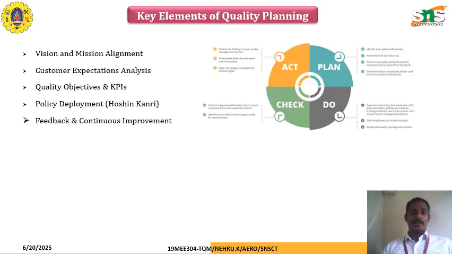Coming to the key elements of quality planning: vision and mission alignment, customer expectation analysis, quality objectives, key performance indicators, policy development like Hoshin Kanri, and feedback and continuous improvement. These are the elements to be concentrated on in quality planning.